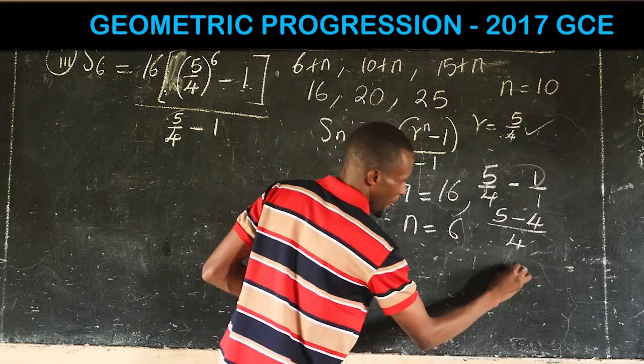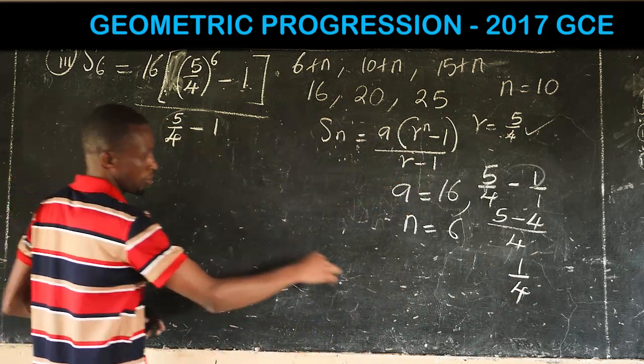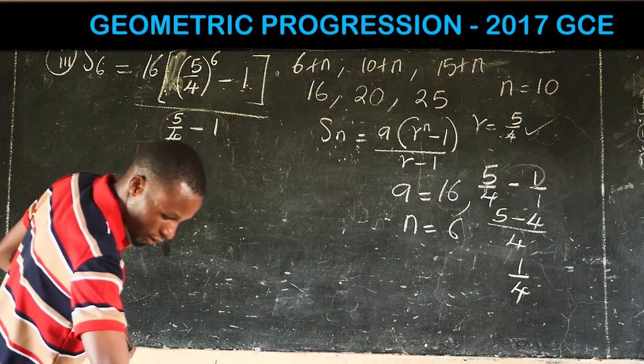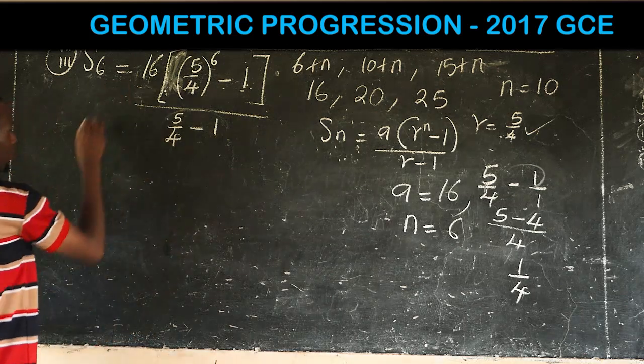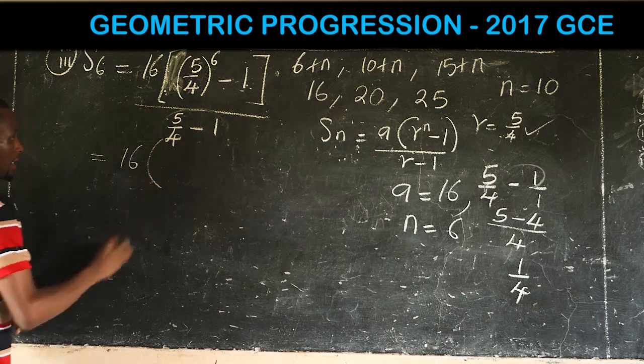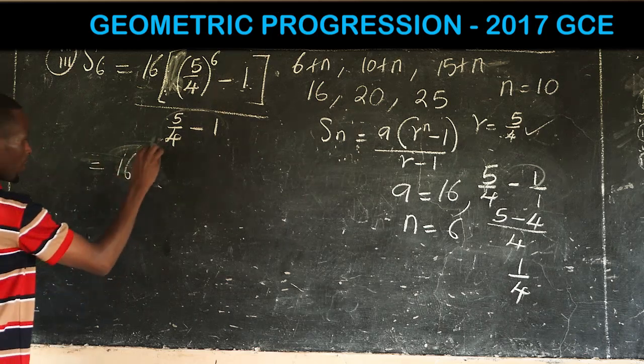5 minus 4, we have 1 over 4. So here in the denominator, we are going to write the 1 over 4. Okay, we've solved that. From there now, we are going to proceed to 16, and then we are going to punch on the calculator.